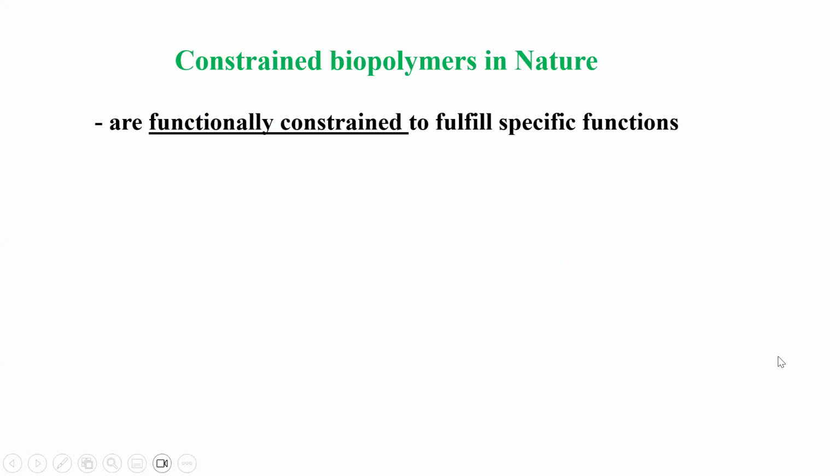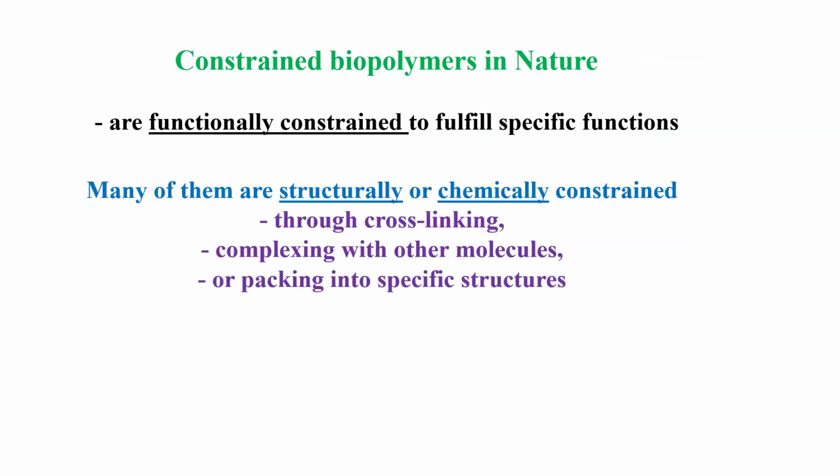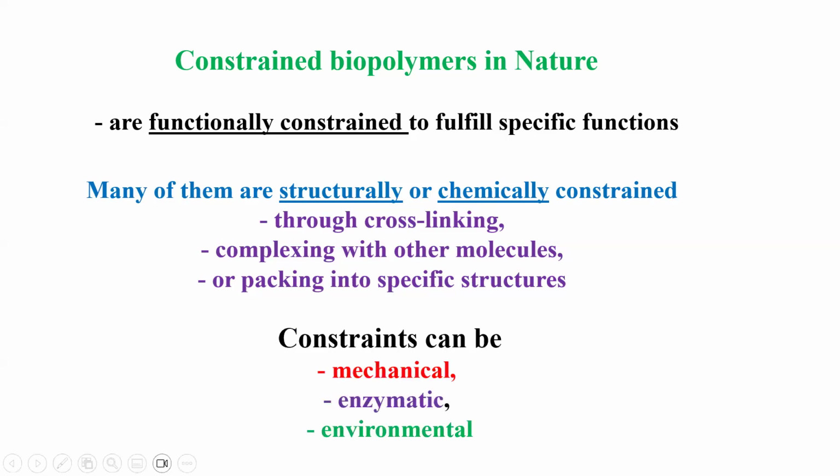Okay, so constraints on biopolymers in nature: they are functionally constrained, as mentioned, and they are made to fulfill some very specific functions. And many of them are structurally or chemically constrained. And this can be through cross-linking or complexing with other molecules or packing in specific structures. And these constraints can be mechanical, enzymatic, or environmental.